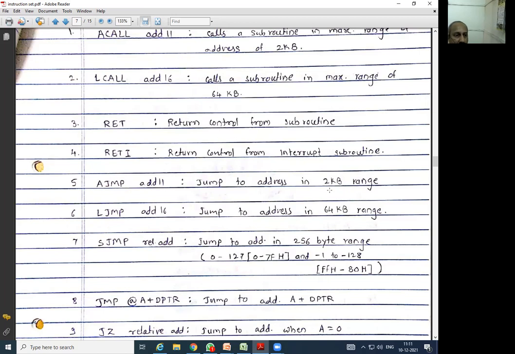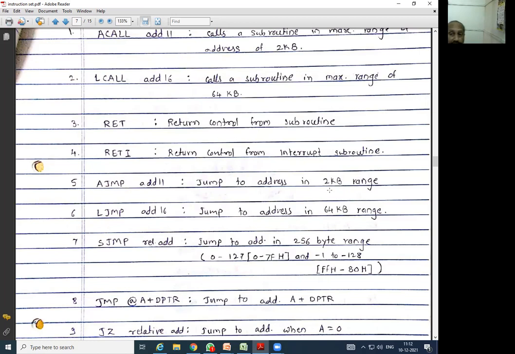Next, third to that, is SJMP. What is it going to do? It differs a little from going directly to a particular address, which may be 11-bit or 16-bit. It uses a relative address. What does that mean? It jumps to an address within a 256 byte range.